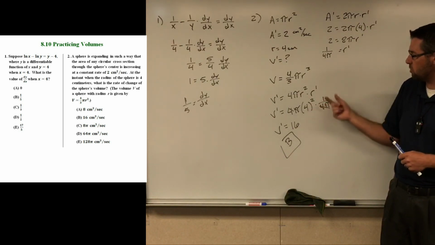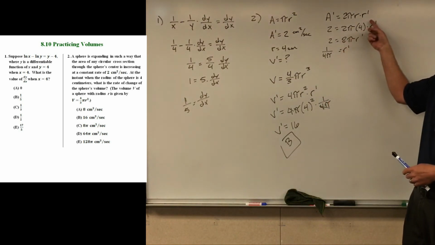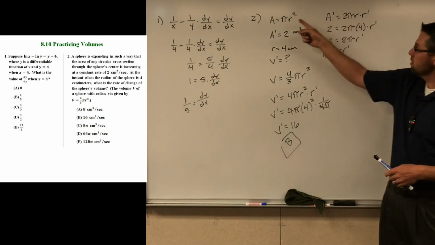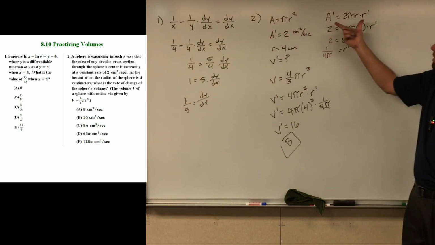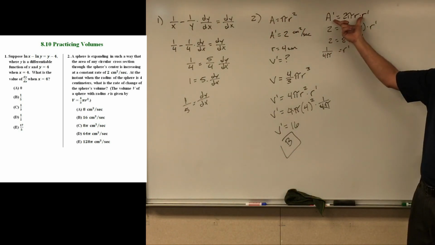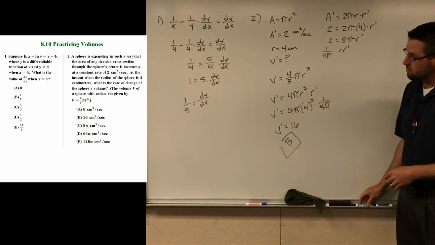And then we plug in what we know. Well, we know r was 4, but we didn't know what r prime was. So we had to figure out something about r prime. So we took the derivative of A because it gave us something about A prime. Are you guys okay with that derivative? And then we figured out what r prime is so we can plug it in there. Okay. That's that.